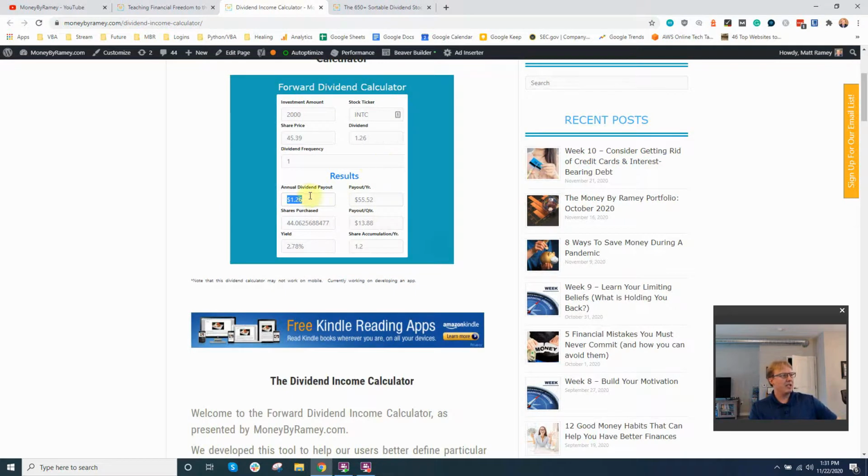Basically, we can see that if we invest $2,000 at the current share price, our payout per year is going to be $56 per year at the current prices. We're going to purchase close to 44 shares. Yield is 2.78%. Share accumulation is a little above 1 share per year.